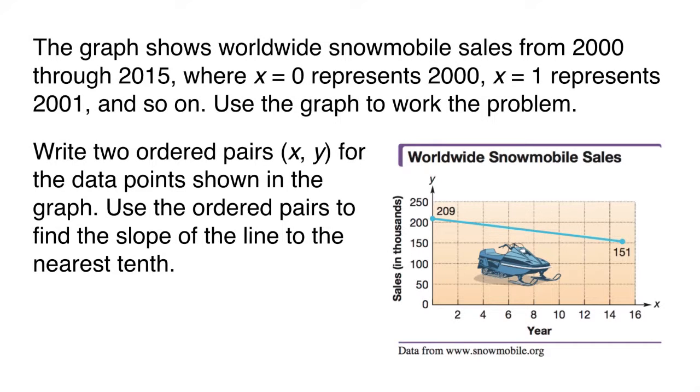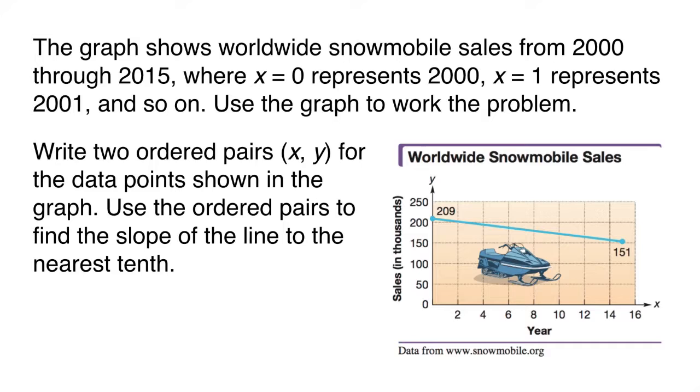The graph shows worldwide snowmobile sales from 2000 through 2015, where x equals 0 represents 2000, x equals 1 represents 2001, and so on. Use the graph to work the problem. The graph shows worldwide snowmobile sales, where the x-axis is the year from 0 to 16 in increments of 2, and the y-axis is sales in thousands from 0 to 250 in increments of 50.